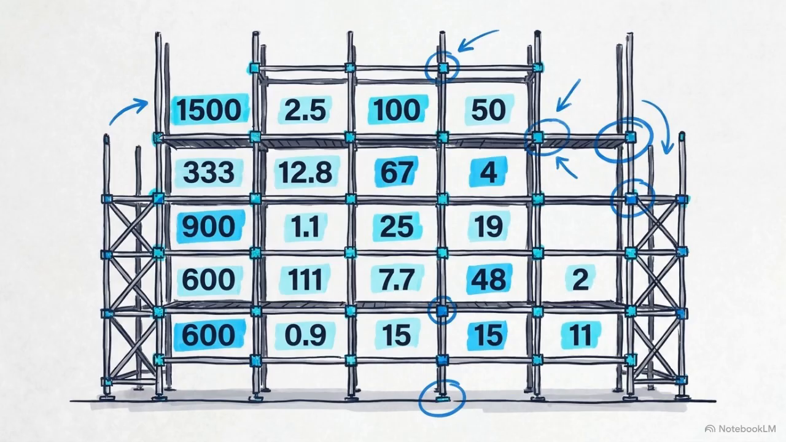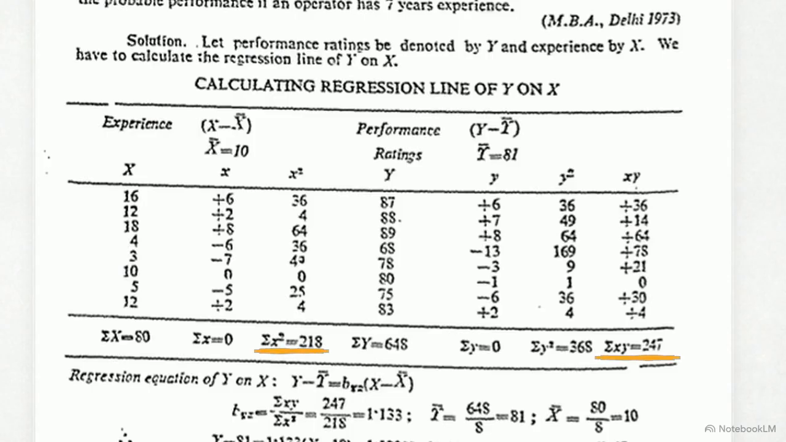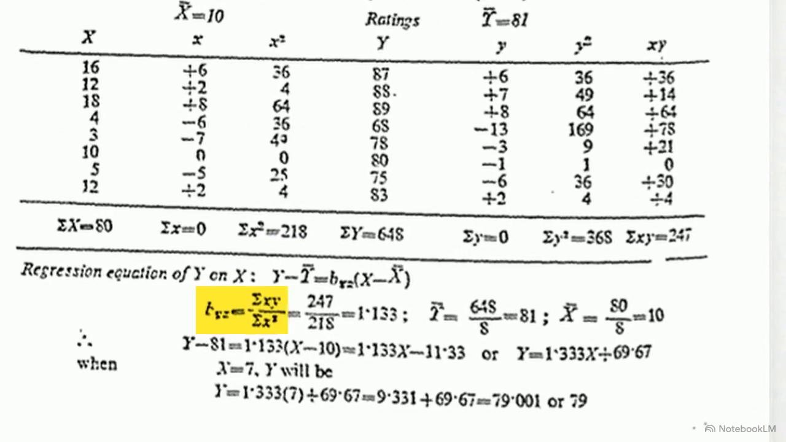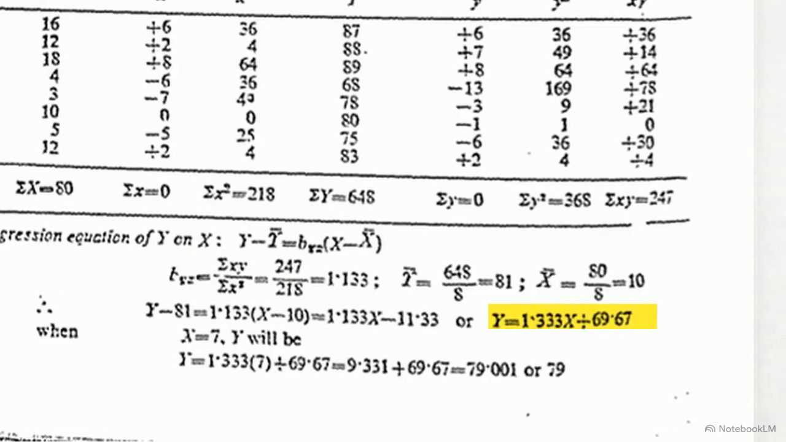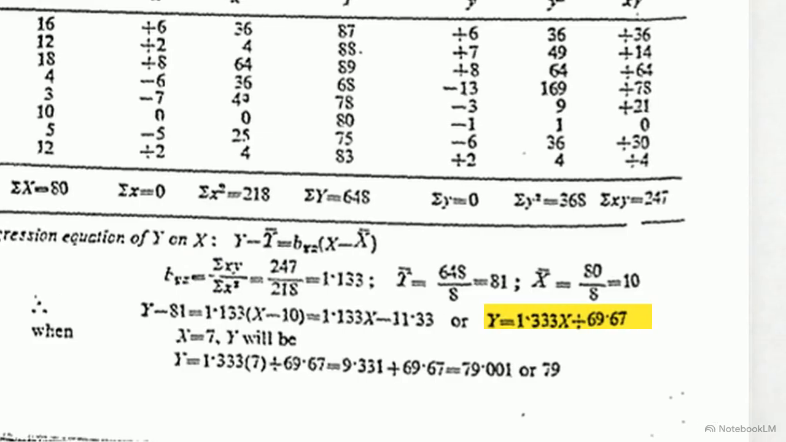Without organizing the data into these precise columns, keeping track of this sequential arithmetic would be nearly impossible. The table acts as our mathematical scaffolding. Expanding these columns yields our final totals, the sums of x squared and the xy product. Dividing the xy sum by the x squared sum provides the regression coefficient. 247 divided by 218 is 1.133. Plugging this multiplier into our equation produces a final predictive formula.